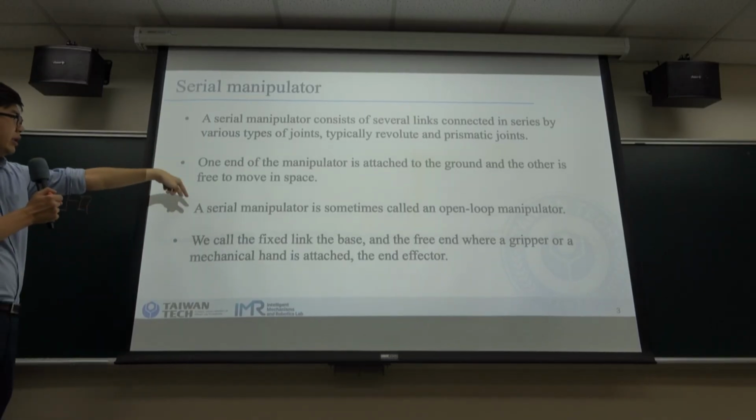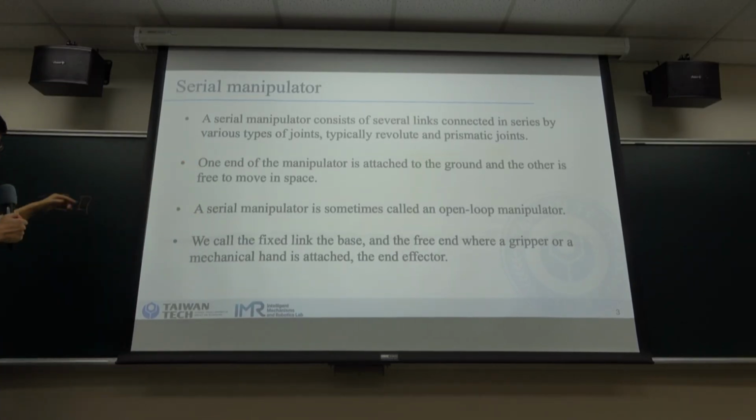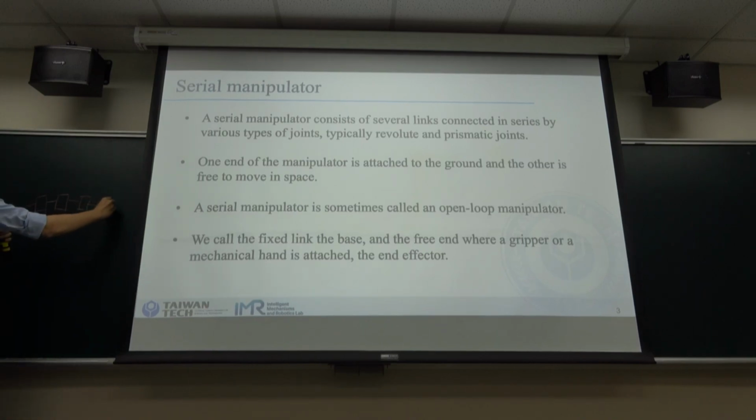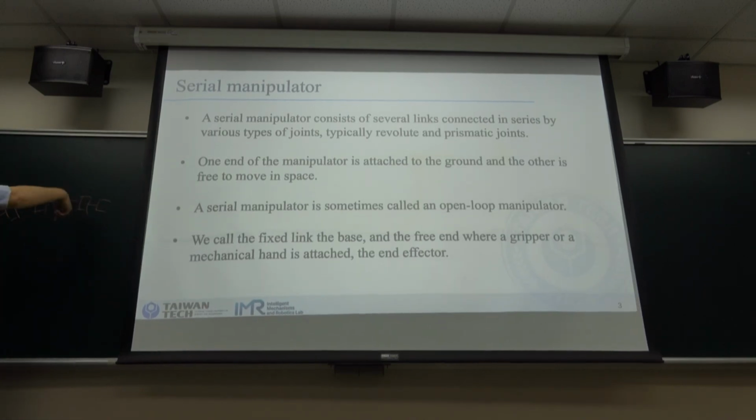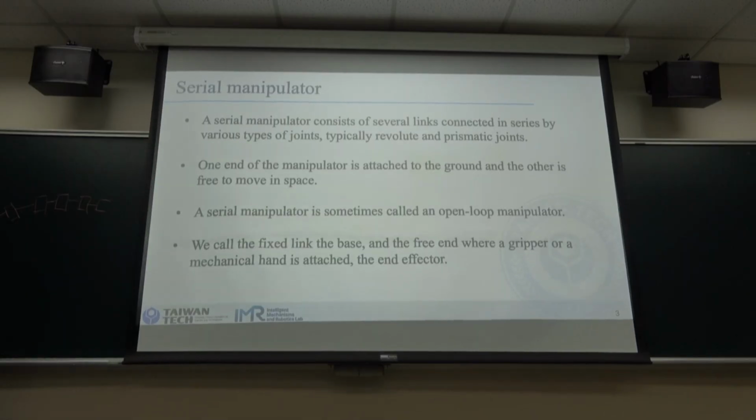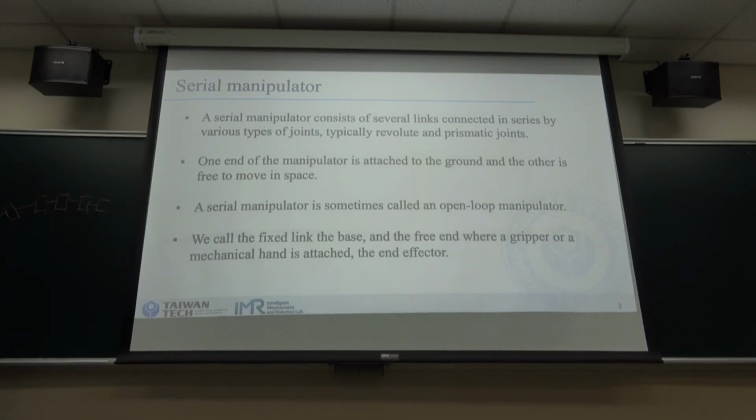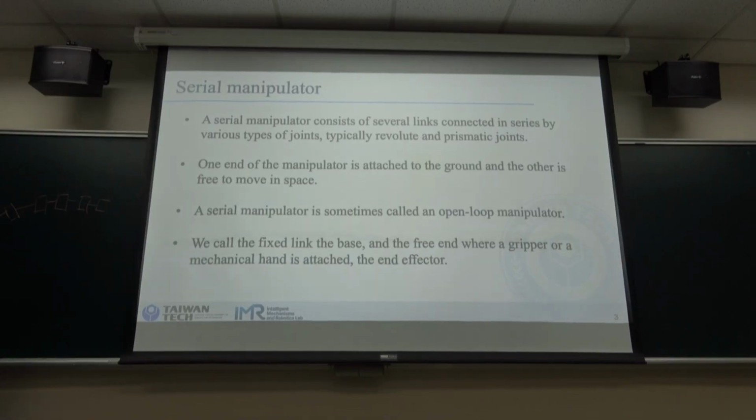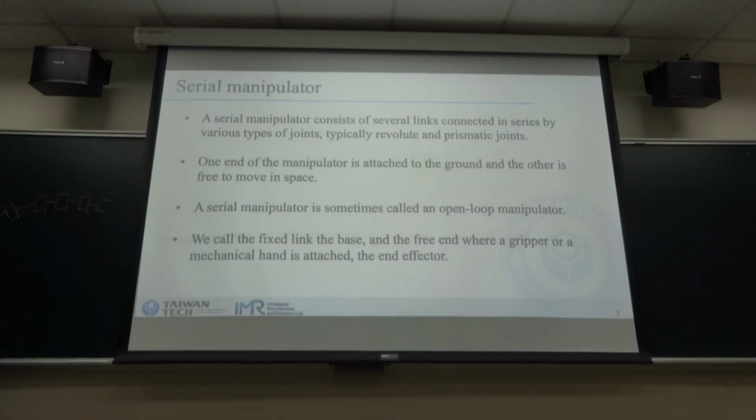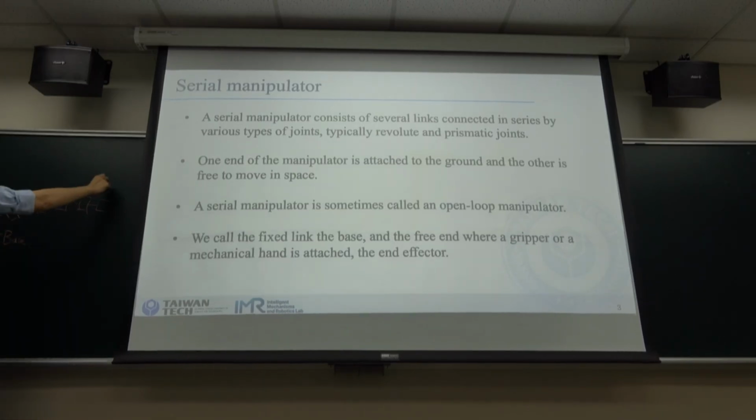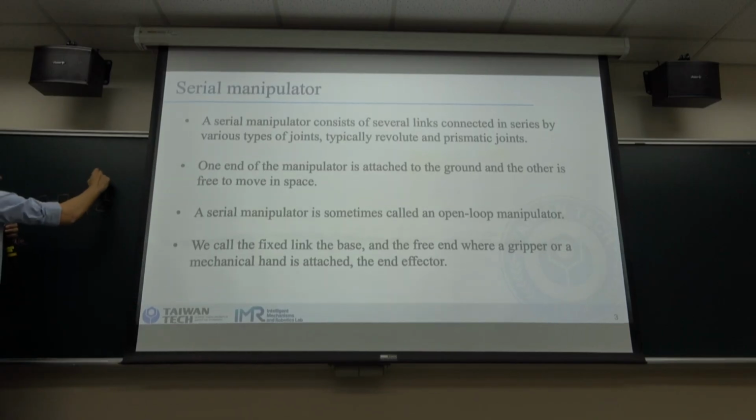On the other hand, the end effector is free to move in the space. So a serial manipulator is something called an open loop manipulator. So you can see this is an open loop. And we call the fixed link here the base. At the other end, here is the end effector.